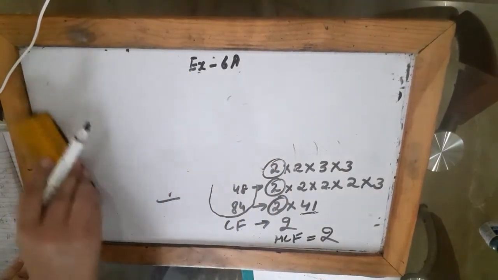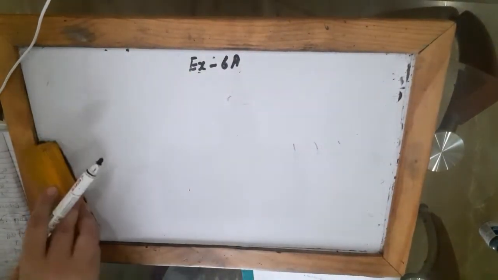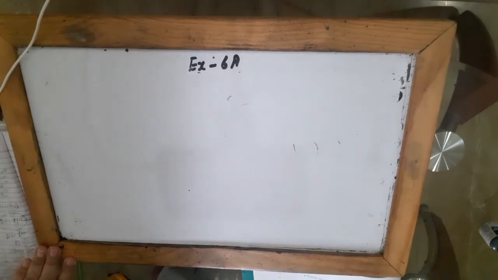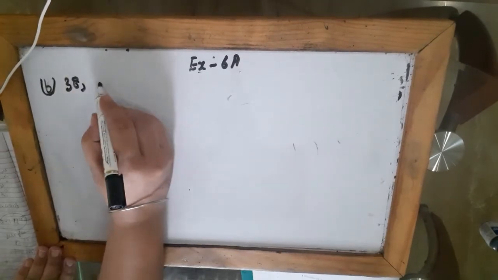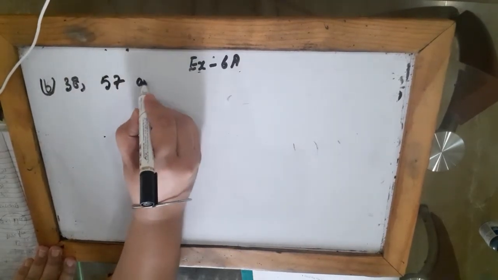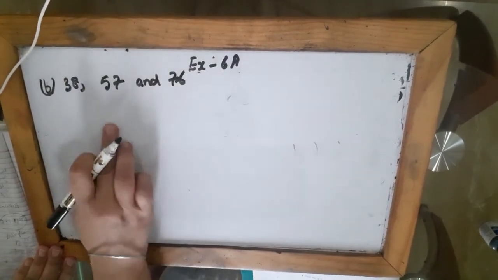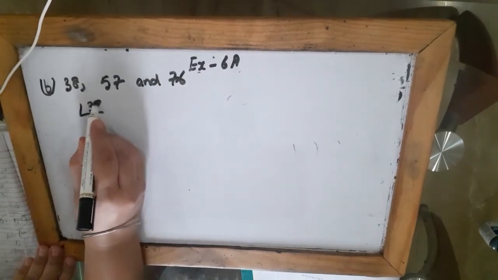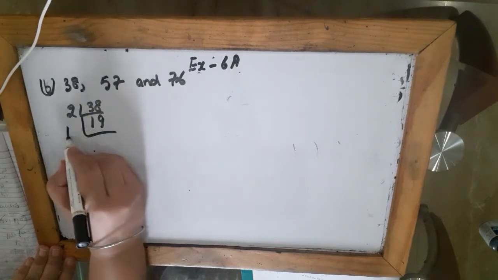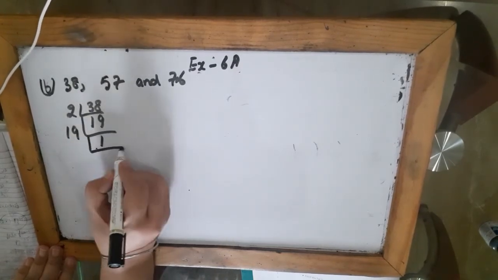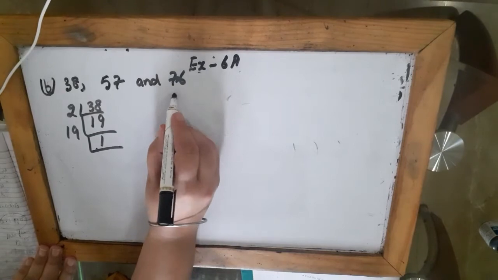Now let me take one more example, again with three numbers only. Let me take the B part: 38, 57 and 76. So let me find out the prime factors of all these numbers. 2 1s are 2, 2 9s are 18, and 19 is a prime number which will go on its own table. So 19 1s are 19.